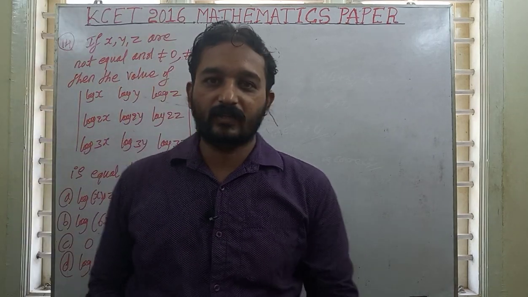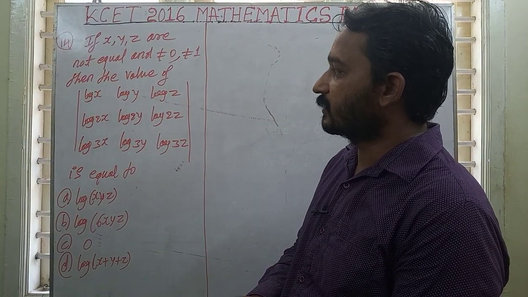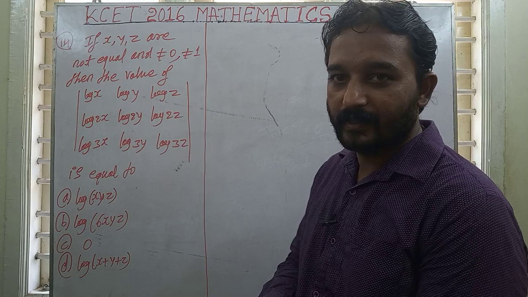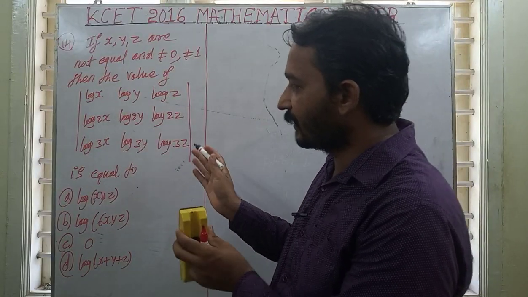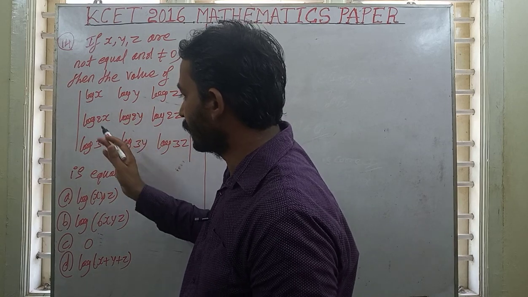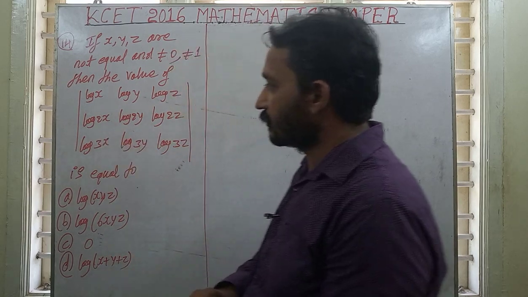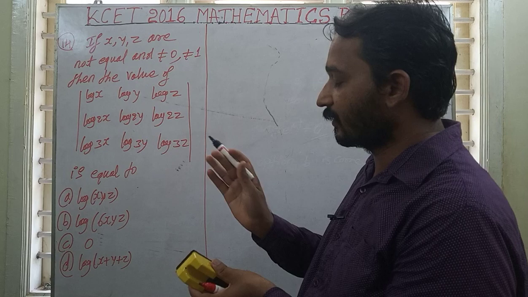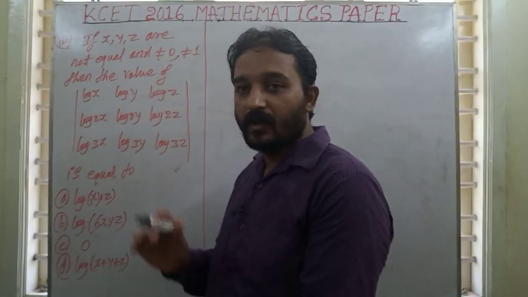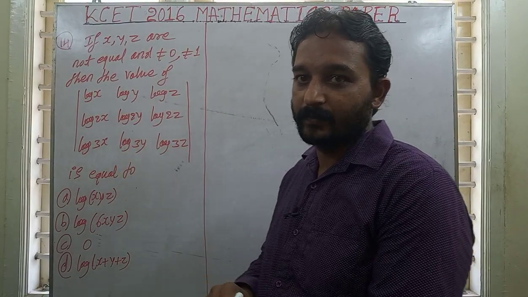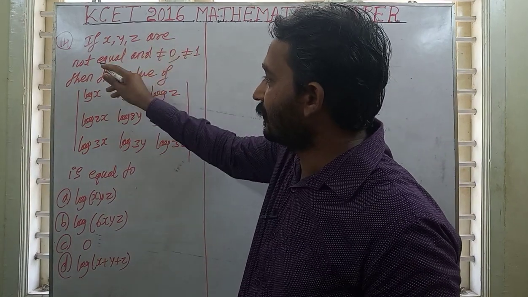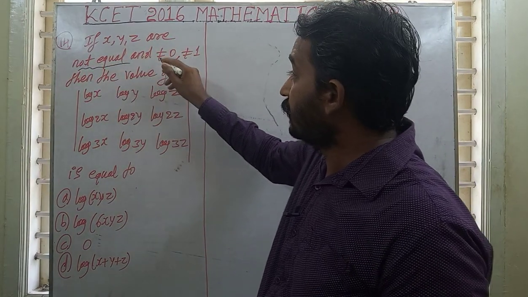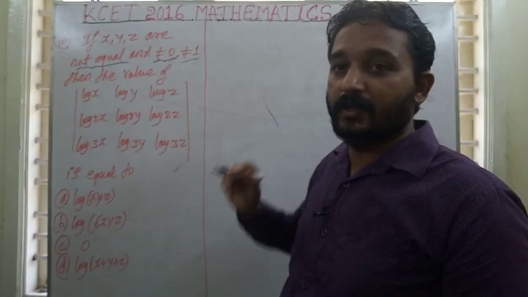So now let us move on to the next question, question number 14. This question is based on the chapter determinant. So evaluate the determinant, where the entries are logarithms. Using the rules of logarithm, we have to find the value of this determinant. There is no shortcut method because x, y, z are not equal. It is important, and they are also not equal to 0 and not equal to 1.